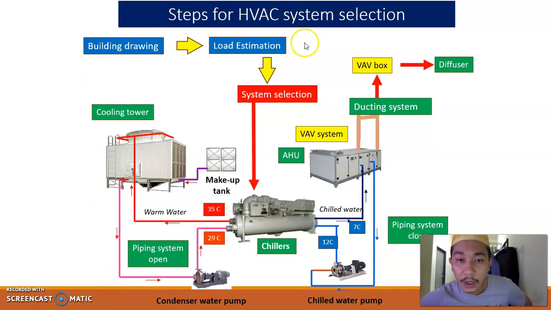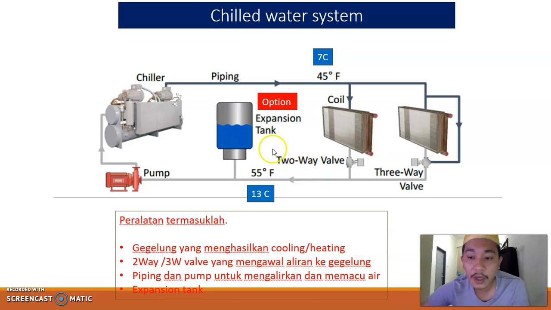This is quite an important figure, because it explains all the HVAC system selection and the HVAC components. Next, we are looking specifically at the chill water system. This is the chiller where we supply the chill water. The chill water will go through the piping system. Next, we will go into the piping system studies.